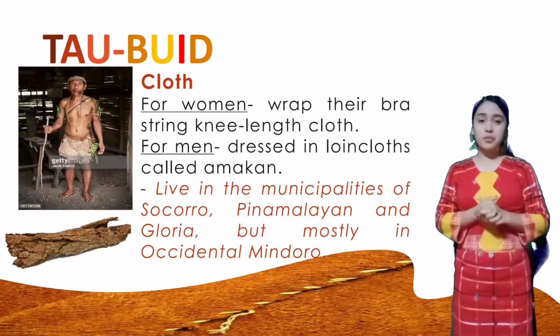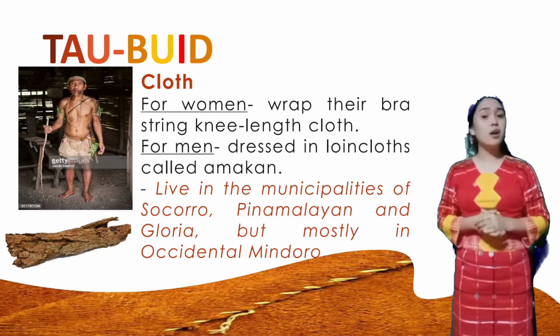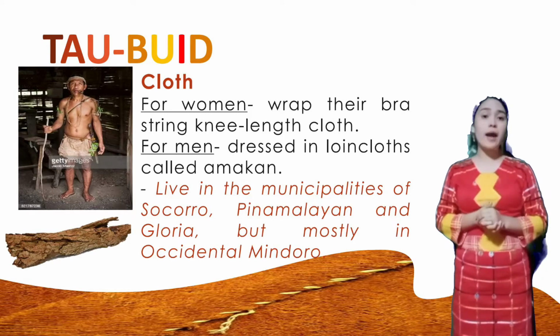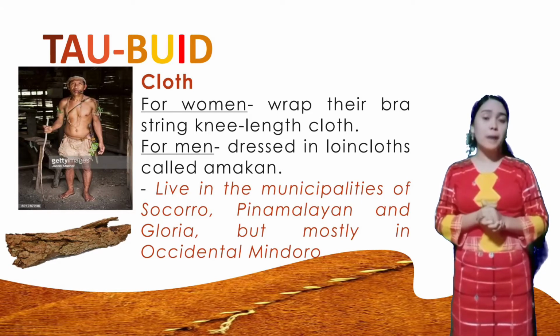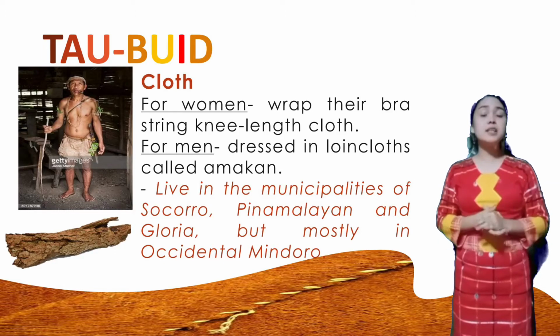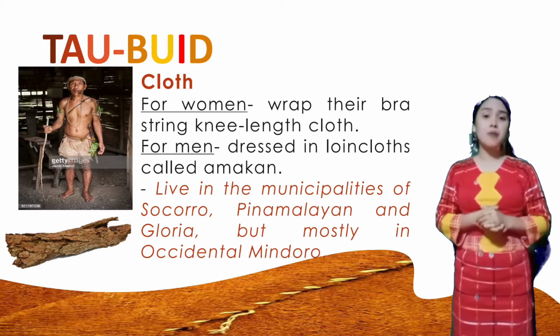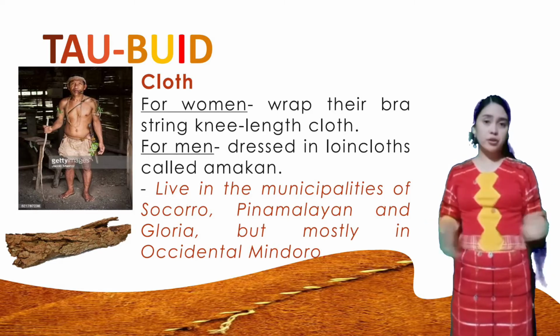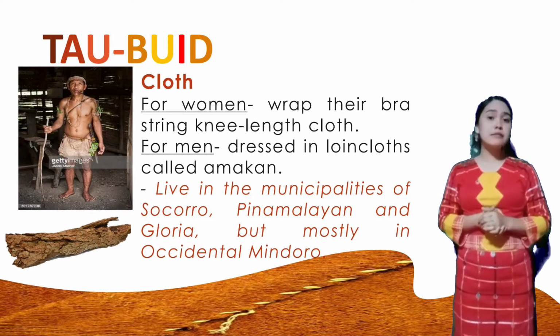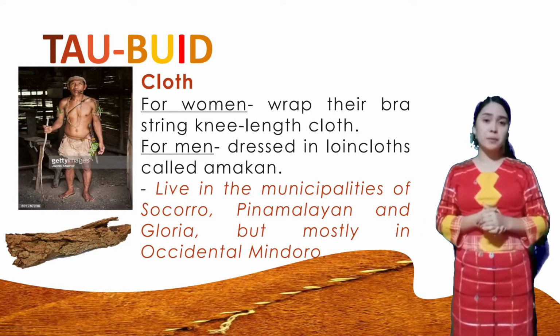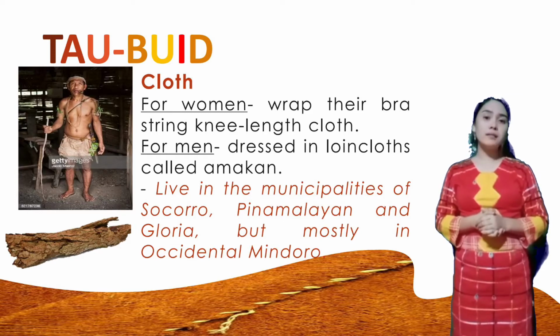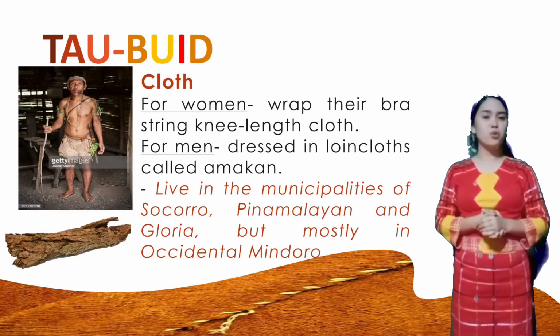As to their clothes, women wrap a knee-length cloth with a brass ring made of bark. However, men dress in a loincloth called amakan. It is a single piece of cloth wrapped around the hips that covers the genitals. Further, the Taubid group lives in the municipalities of Socorro, Pinamalayan, and Gloria, but mostly in Occidental Mindoro.